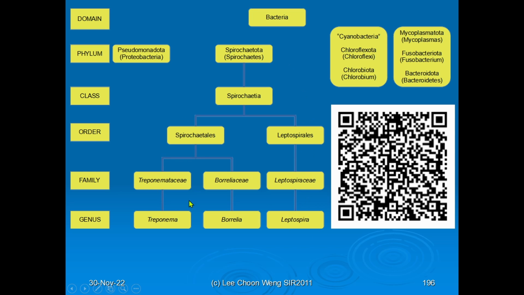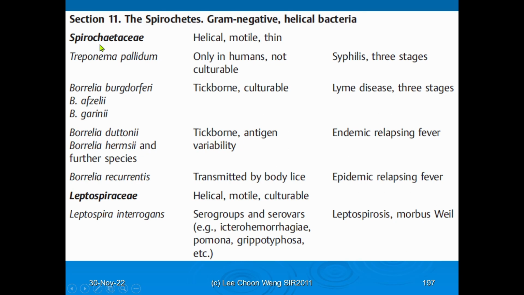So other than this phylum, we've already covered selected bacteria in the phylum Pseudomonadota and the cyanobacteria, Chloroflexota and Chlorobiota. This shows the main differences among the Treponema, Borrelia, and Leptospira.